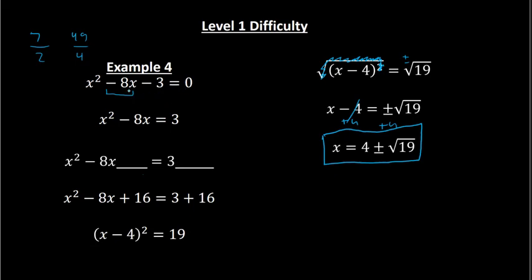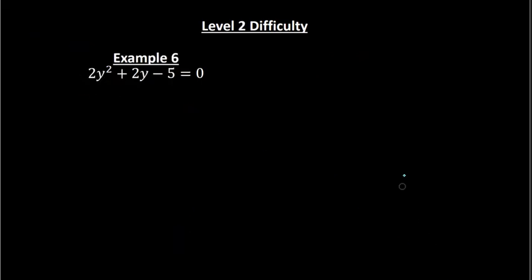Now the thing is, this process only works if the coefficient of the x squared term is a 1. If it's not a 1, I need to make it a 1 so that I can begin my process. So for example, here we see what I would consider a level 2 difficulty type of problem. First off, we see that this coefficient with the y squared term is not a 1. So I need to make it a 1. We'll do that in a moment.